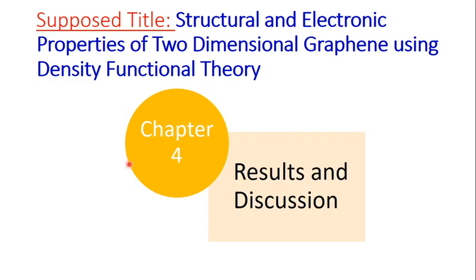Chapter number 4 is about the results and discussion. So after employing density functional theory, one would have got some results which are on structural and electronic properties, and by discussing those results you can use them in chapter number 4.